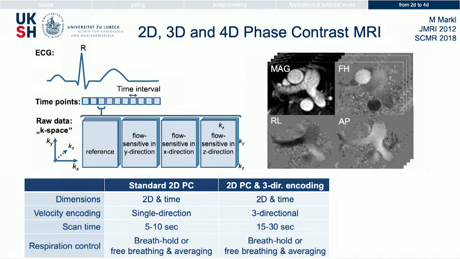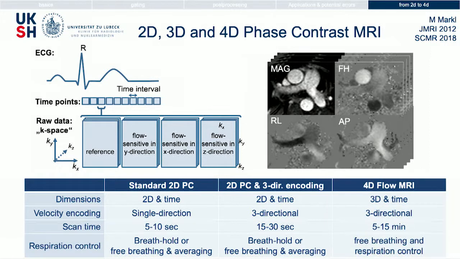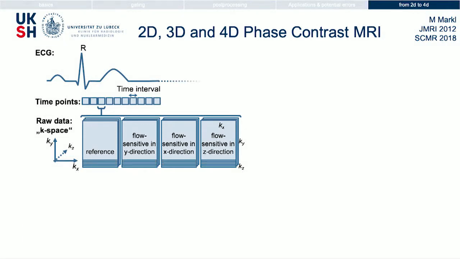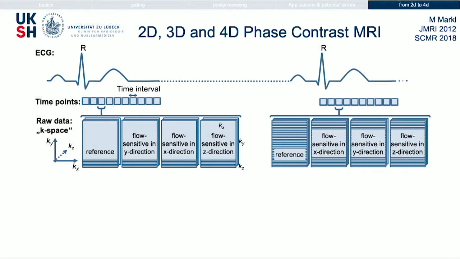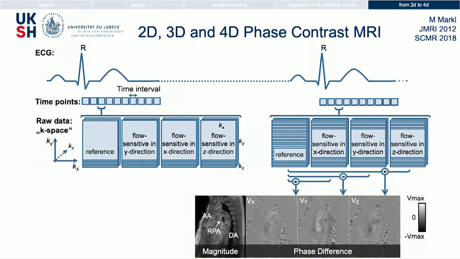And if you're adding a lot more planes, then you're going from 2D to 3D. So it's a 3D scan, it's time resolved, and it's 3-directional. And that's what 4D flow is all about. And then it's all the same as with the 2D flow. You collect your data for each time interval over several cardiac cycles. And then you calculate your phase difference images and your magnitude images.